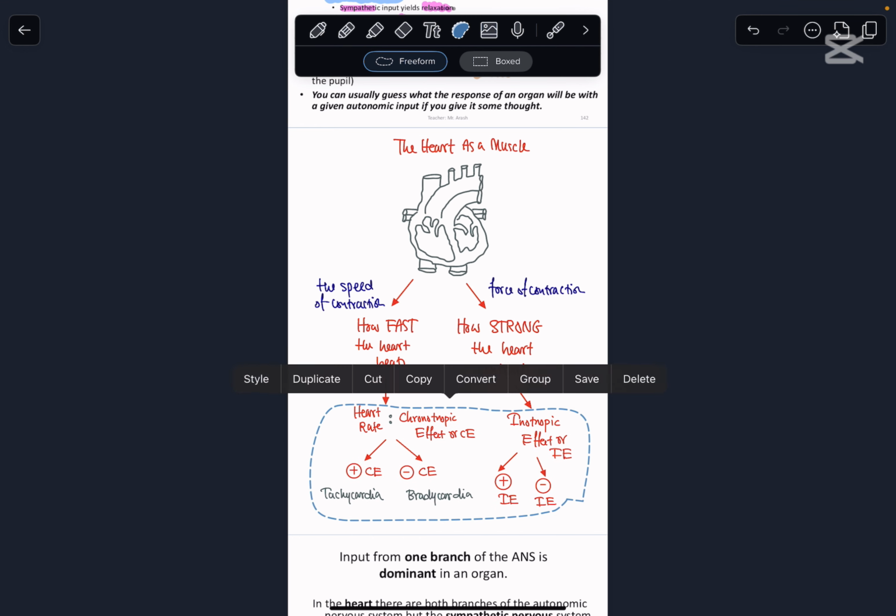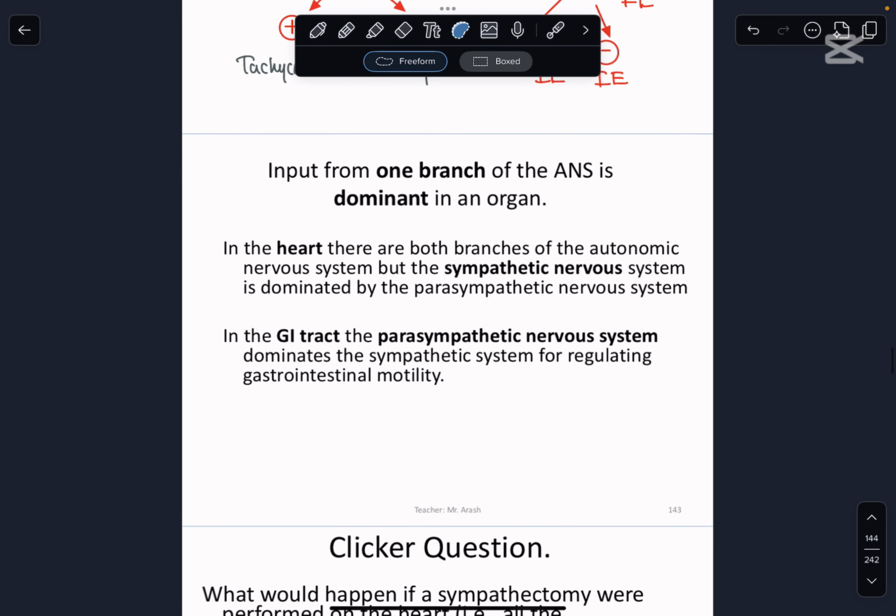Okay, let's move on to the question of whether input from one branch of the autonomic system is dominant in one organ. Yes, the organs that are innervated by both systems usually have one system that is more dominant. In the case of the heart, there are both branches, but it's the sympathetic nervous system that dominates, as opposed to the parasympathetic nervous system.